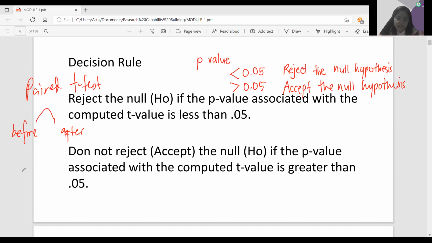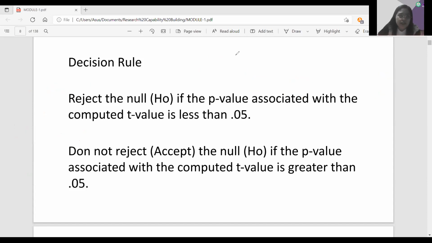Hindi kasi sila independent. You have the same sample here, na mga grade 6 students. So hindi ka parehas ng example ko kanina na iba yung sagot ng mga lalaki, iba din yung sa babae. Ito kasi lahat sila grade 6 students, tinest mo sila before giving the material. Then afterwards, nag-test ka ulit after. So yung scores nila is like connected with each other. So the independent sample t-test is not applicable here. Nevertheless, I'll still teach you how to do the independent sample t-test.